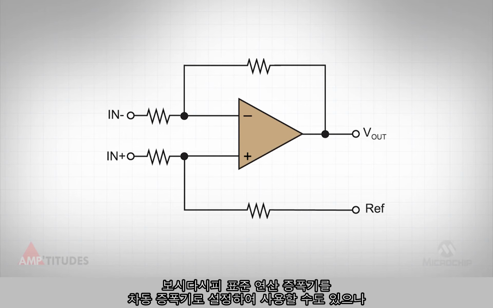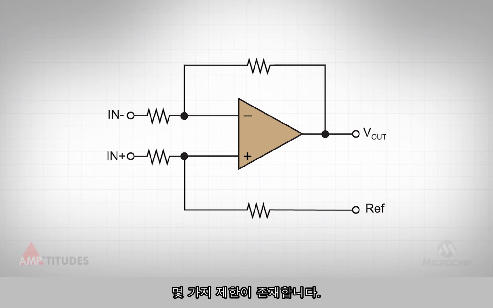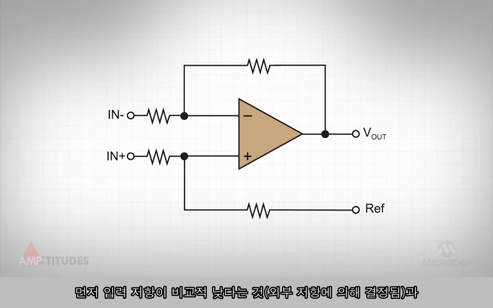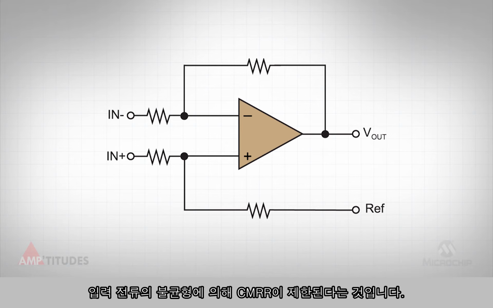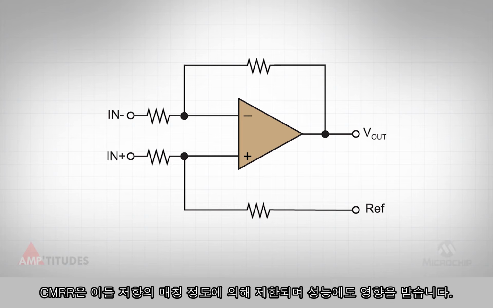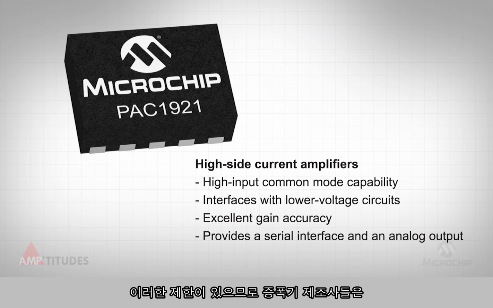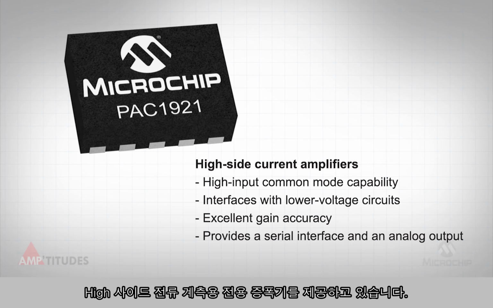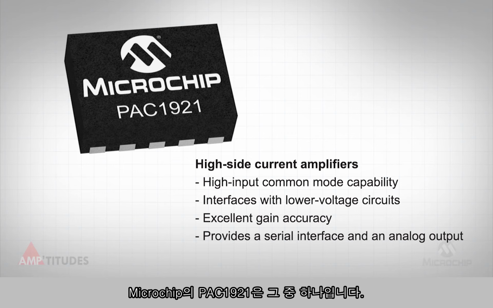A system designer can again use a standard operational amplifier configured as a difference amplifier, as shown here. However, there are some limitations to this approach. First, the input resistance is relatively low, determined by the external resistors, not to mention that the input currents aren't matched, which will limit the common mode rejection. Speaking of which, the common mode rejection will be limited by how well matched the resistors are, which leads to subpar performance. Due to these limitations, amplifier manufacturers have created specialty amplifiers for high-side current sensing, such as Microchip's PAC1921.